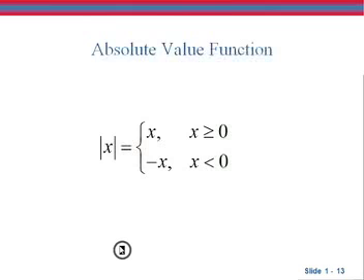So if we have a value 5, the absolute value of 5 is 5 because 5 is 5 units from 0 on the number line. If we have negative 3, the absolute value of negative 3 is 3, since negative 3 is 3 units from 0 on the number line.